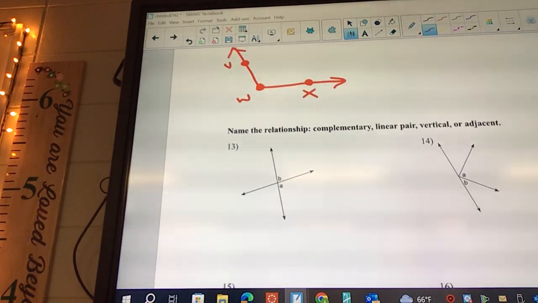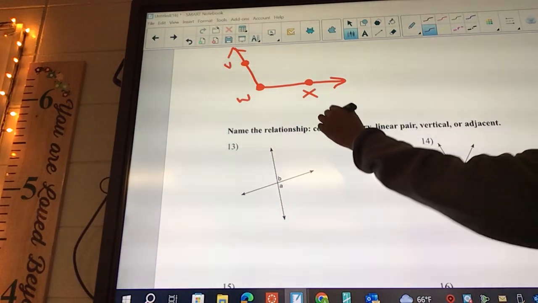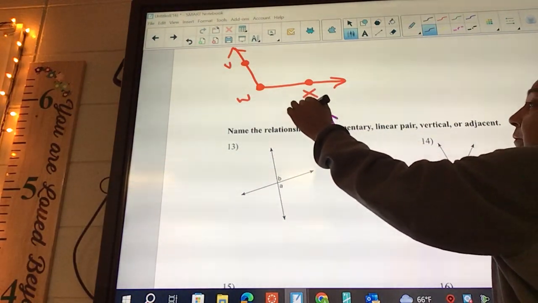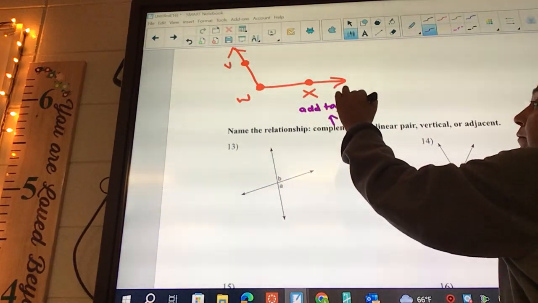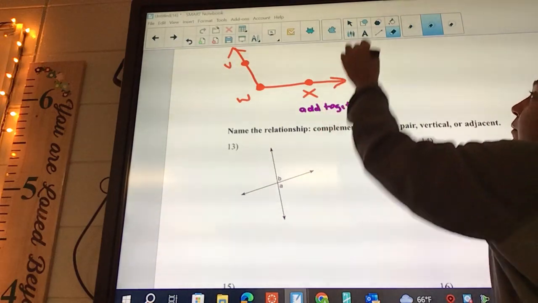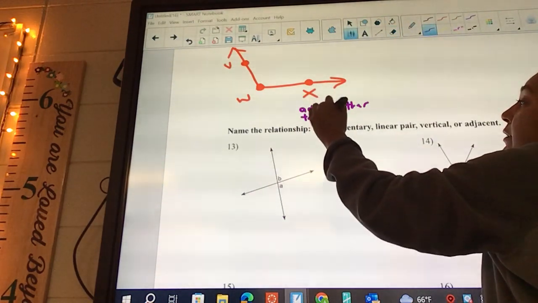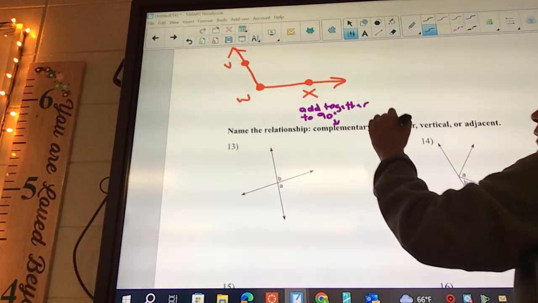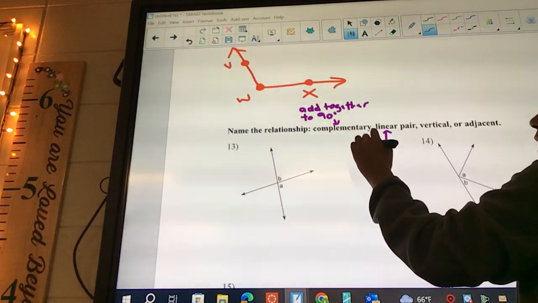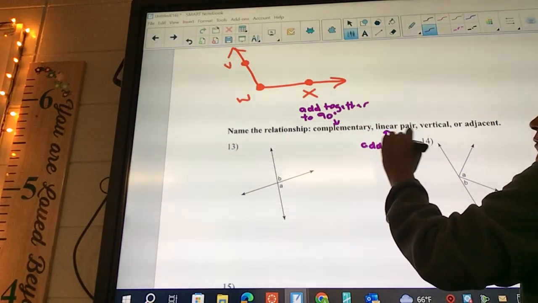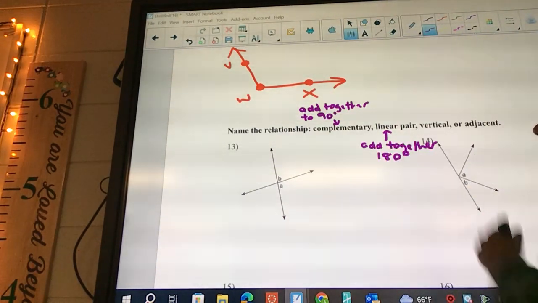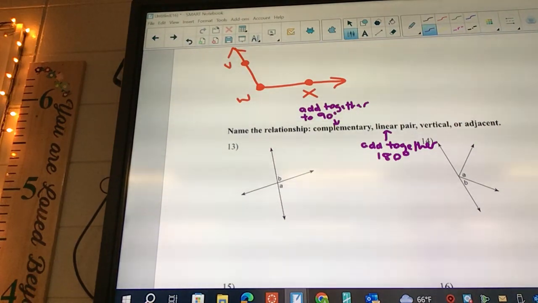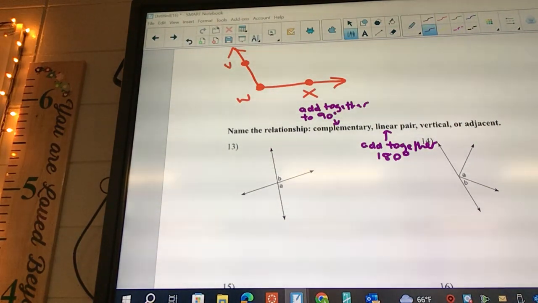Okay, this next section on here, name the relationship. So complementary means they add together to 90 degrees. A linear pair means adds together to be 180 degrees. So that's the difference between those two.